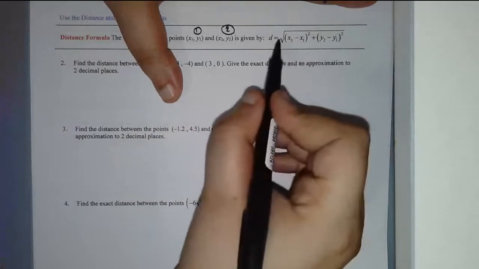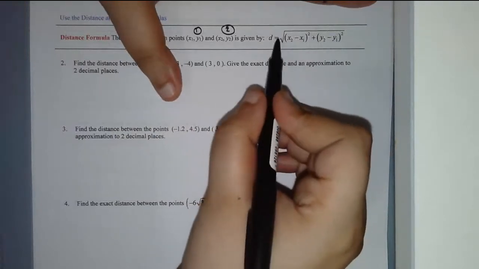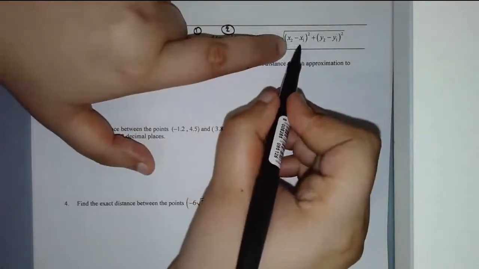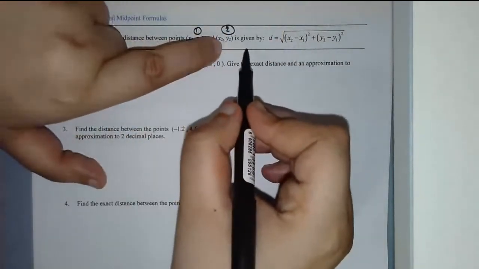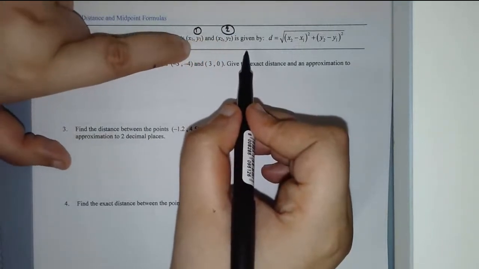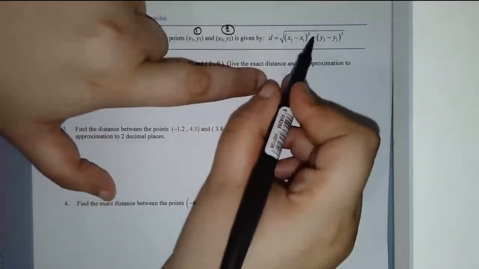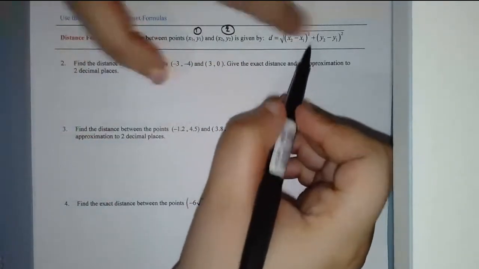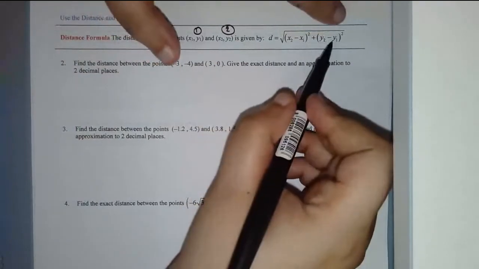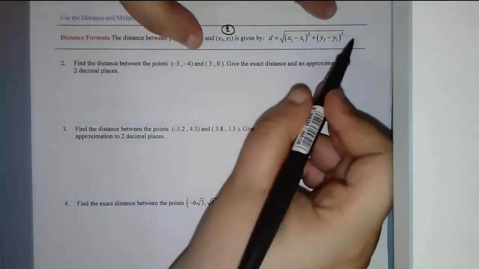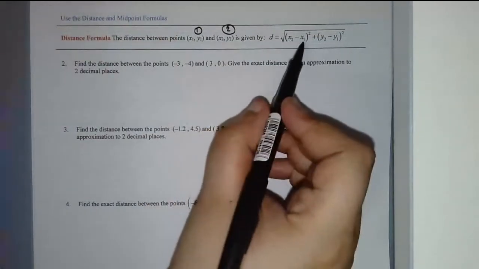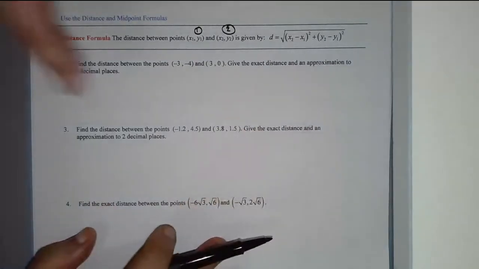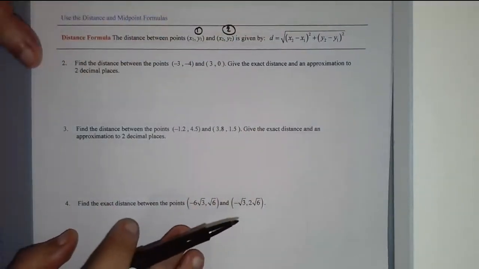The formula says d, which is distance, equals square root of. First we have x2 minus x1. So you grab the second x and then minus the first x, the whole thing squared. Plus, now, y2 minus y1, and then the whole thing squared. So x2 minus x1 squared plus y2 minus y1 squared. That's your formula. With this formula, we find the distance between any 2 points.